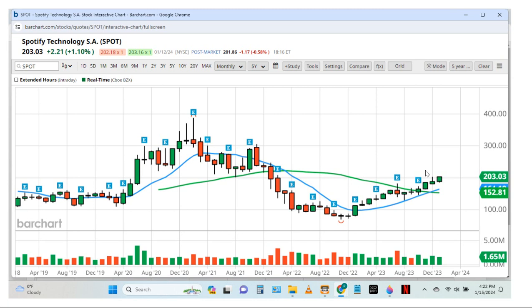Spotify, I feel they're doing a better job than their competitors as far as streaming and podcasts and music. I personally like it better than like Pandora and iHeart. Again, that's just an opinion, but the chart looks very nice in Spotify. It's come up from I think it was like 60 or $70. It's now up to 203. So this has had a real nice run, and I think it will continue to do so.